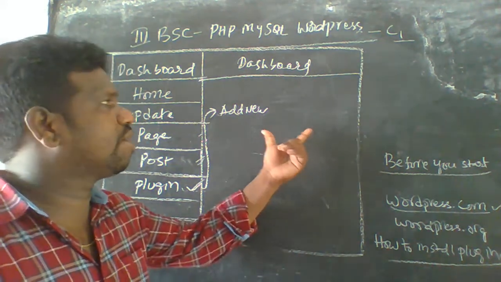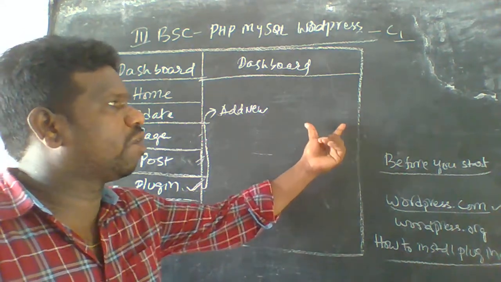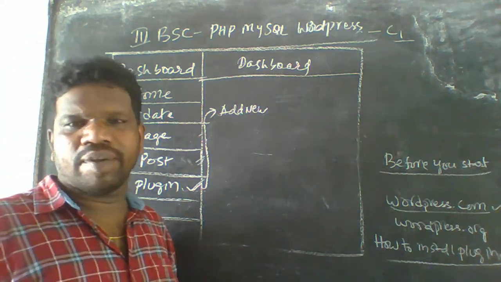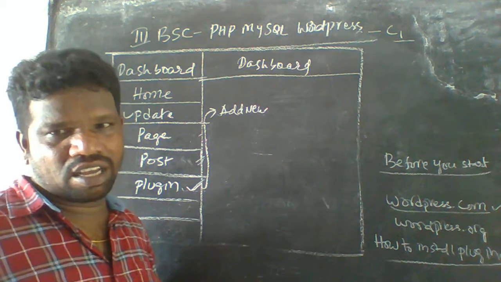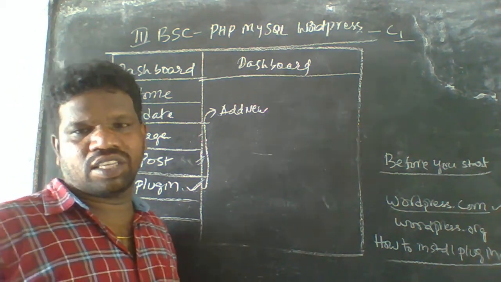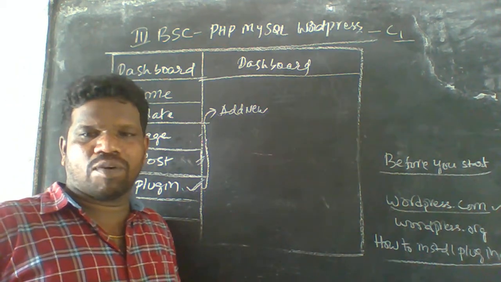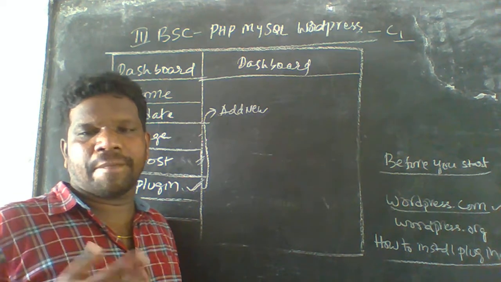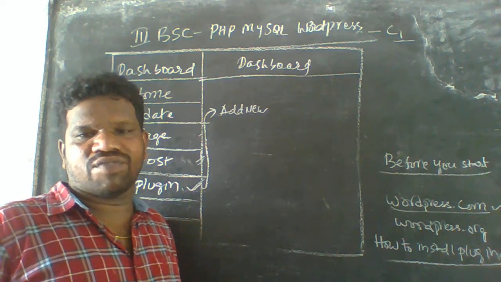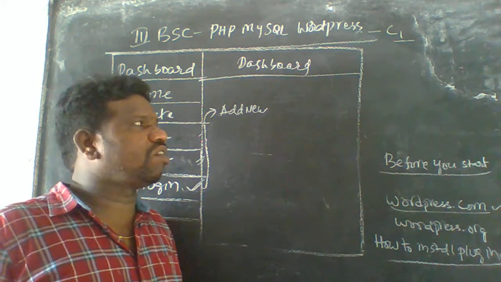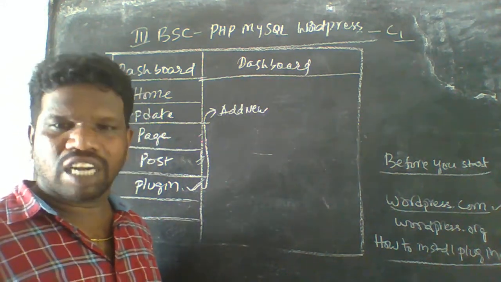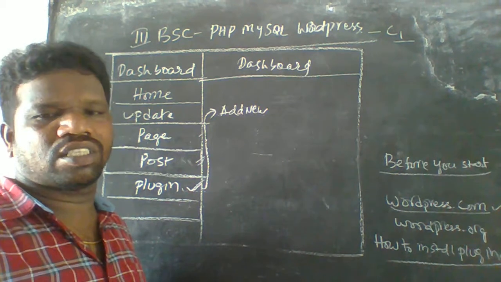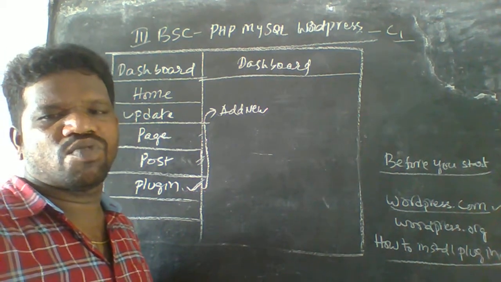Whenever we click this, the upload plugin option becomes available, and this will reveal the plugin upload form. Here you need to click on the Choose File button and select the plugin file you downloaded earlier on your computer. So these are the steps we have to follow.